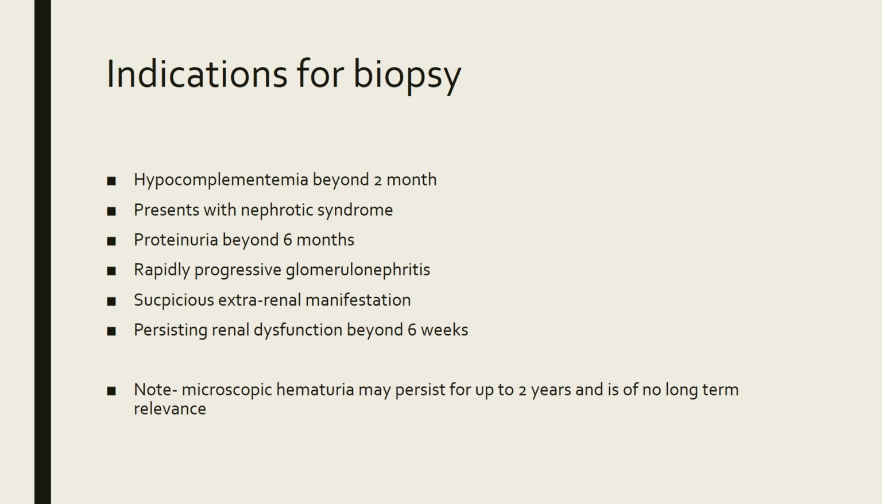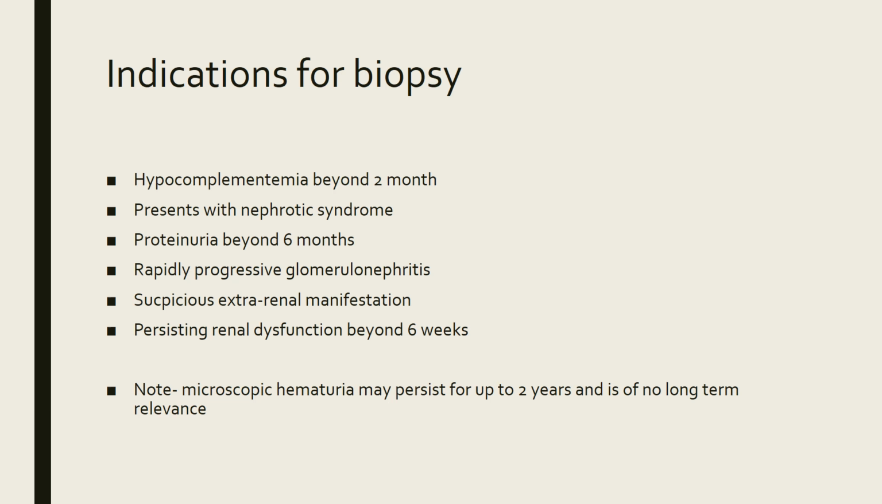If you demonstrate those crescents affecting more than 50% of glomeruli in the specimen, that confirms that your patient has crescentic glomerulonephritis. Then you would need to use heavy immunosuppression with methylprednisolone plus or minus cyclophosphamide to try and stop the inflammation, because if you don't, 80% of patients will progress to end-stage renal disease.